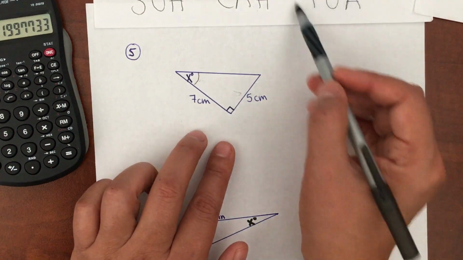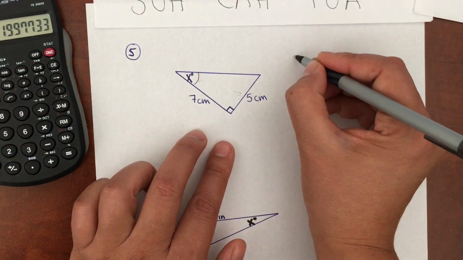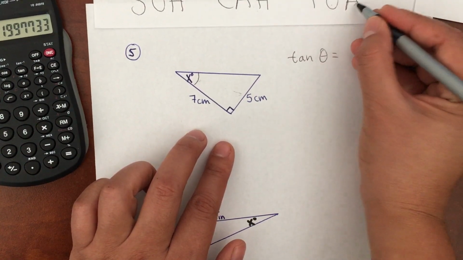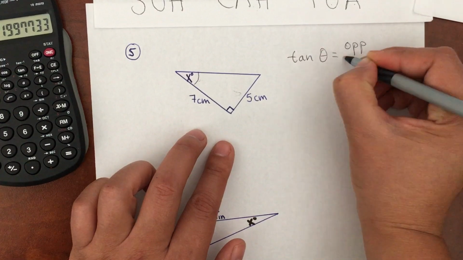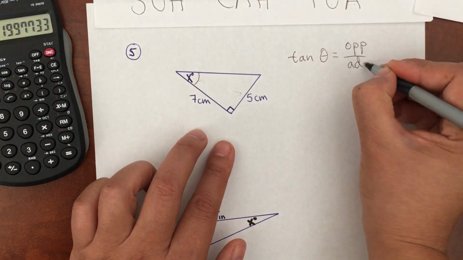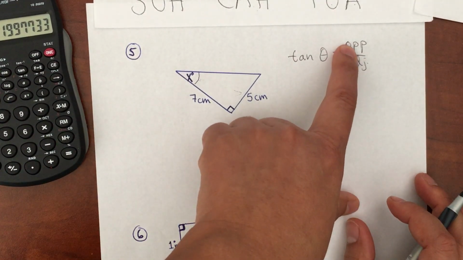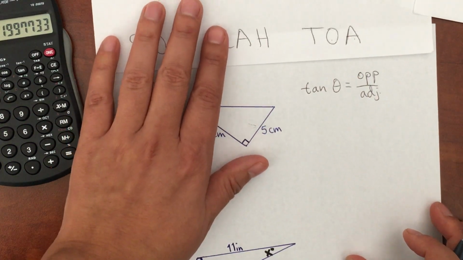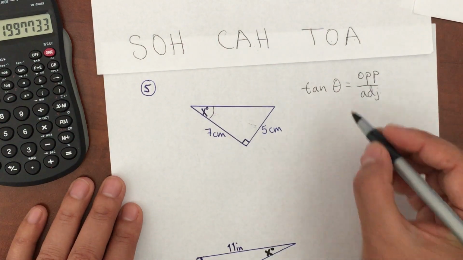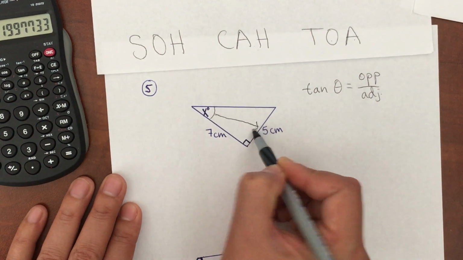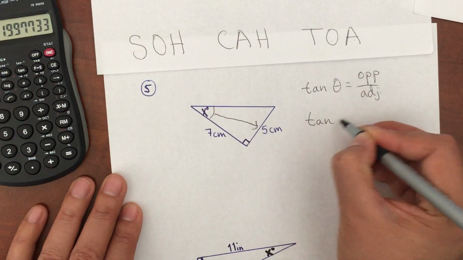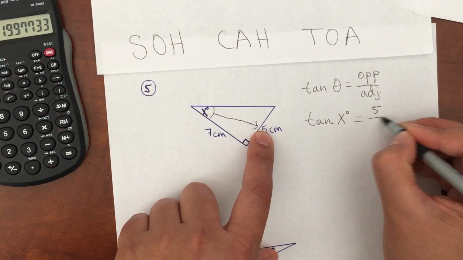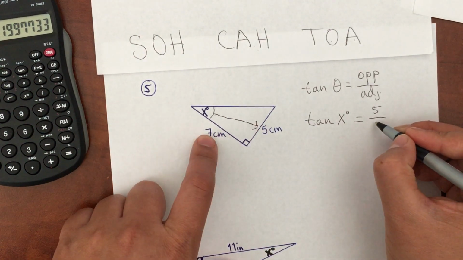So which one is it going to be? TOA. So tangent of theta is equal to opposite over adjacent. And I already said that I'm able to identify opposite easier than the adjacent. So the opposite is always right in front. So tangent of x is equal to opposite, right in front, over adjacent, which is 7.